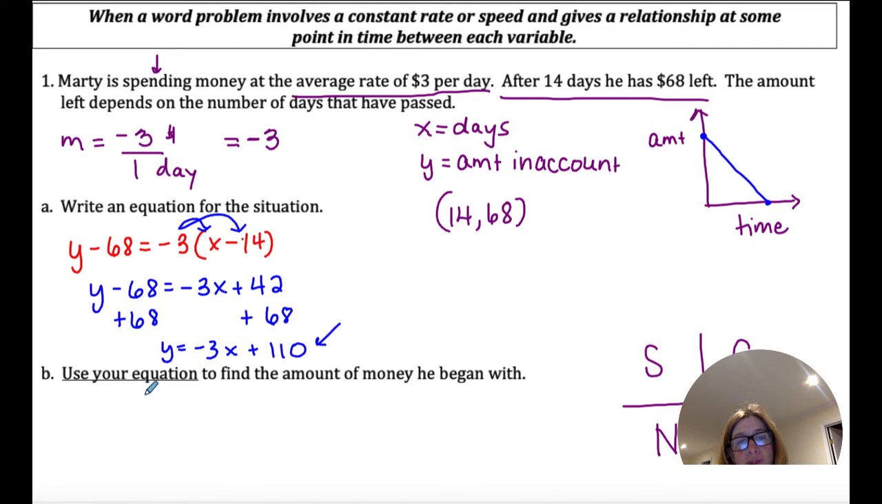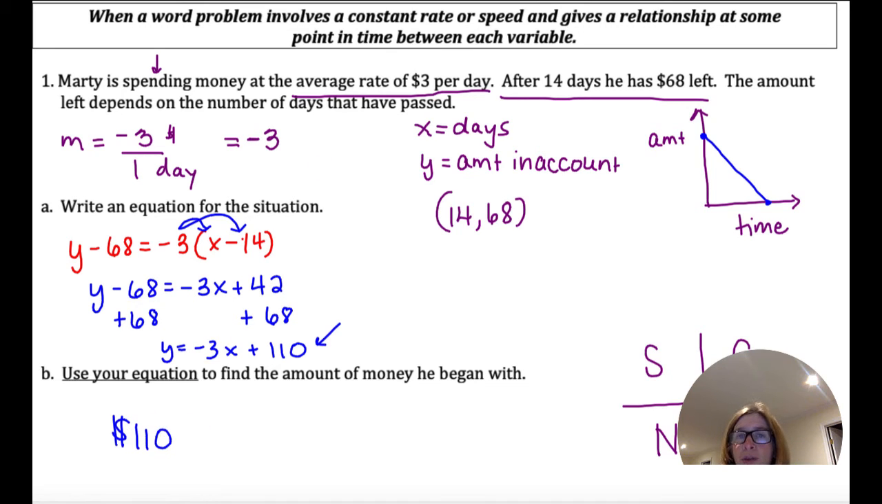Okay, so it says use your equation to find the amount of money he began with. Well, wouldn't that be our y-intercept? Wouldn't that be when our days were 0? So I can see it clearly in my equation. My starting amount was $110.